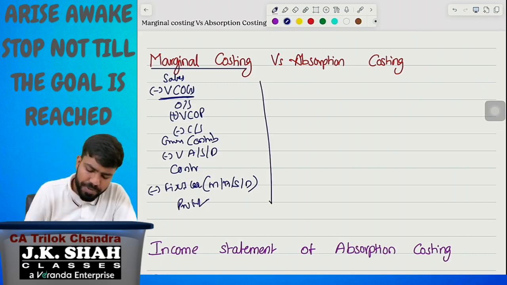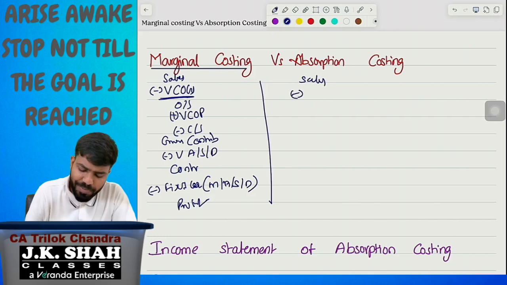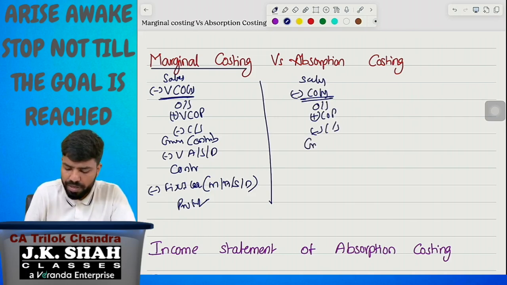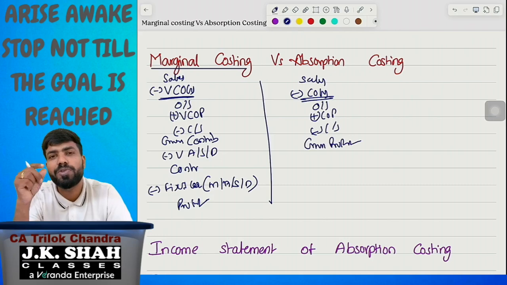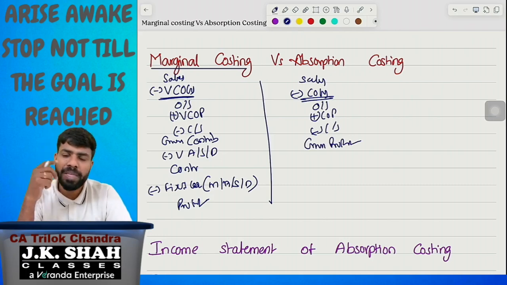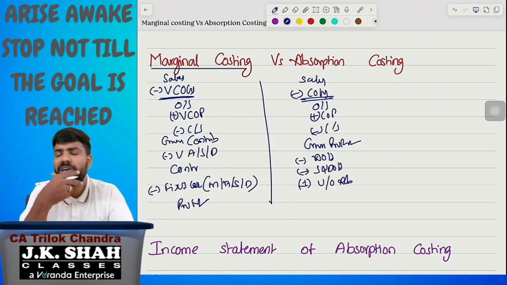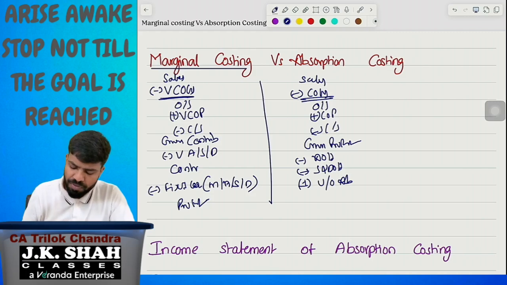When it comes to absorption costing, first we'll take sales. Sales minus cost of goods sold. How to calculate cost of goods sold? Opening stock plus cost of production minus closing stock will get cost of goods sold. We'll call it gross profit. We all know that sales minus cost of goods sold is gross profit. Minus administration overheads, minus selling and distribution overheads, plus or minus under or over absorption, we'll call it net profit.